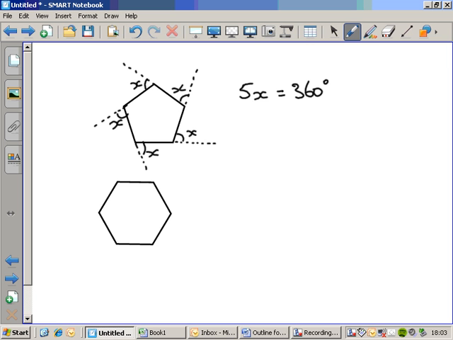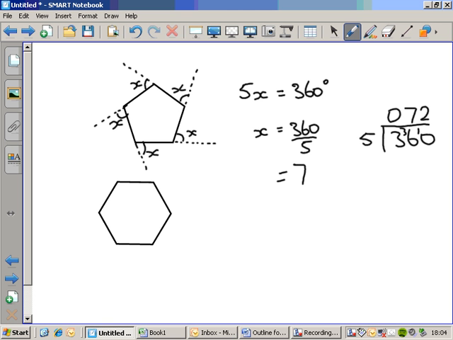So in other words, if 5 of those angles add up to 360, each one is going to be equal to 360 divided by 5. And if I do 360 divided by 5, I get, well, let's write it out just in case you're not sure. Here we go. 3 divided by 5 doesn't go, carry the 3. 36 divided by 5 is 7, remainder 1. And 10 divided by 5 is 2. So each of those angles will be 72 degrees.